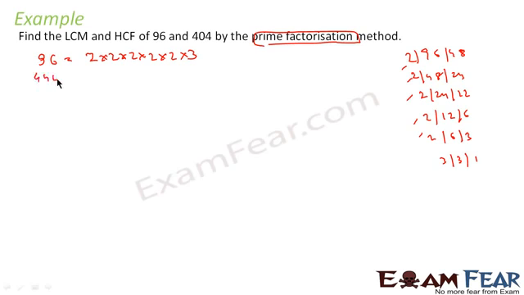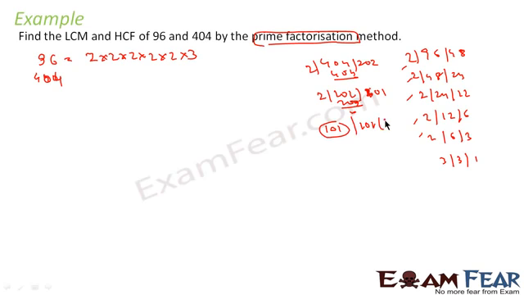Here, 404 is also divisible by 2, so we'll divide 404 by 2. So this becomes 202, correct? Now 202 we can also divide by 2. So this becomes 101 actually. Now 101, you know, is a prime number itself. So we'll divide by 101.